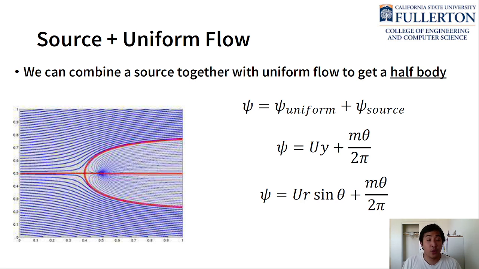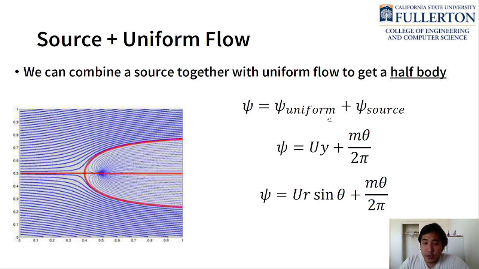Right. And so one such flow, I think the first one that most people learn, is combining together a source and a uniform flow, right? And so you have uniform flow coming in from left to right here, and you have a source that's right here. And so what's going to happen is that the uniform flow is going to meet together with that source, and it's going to form what's called a half body, right? And so this red line right here, you can use it to model some kind of solid body, right?